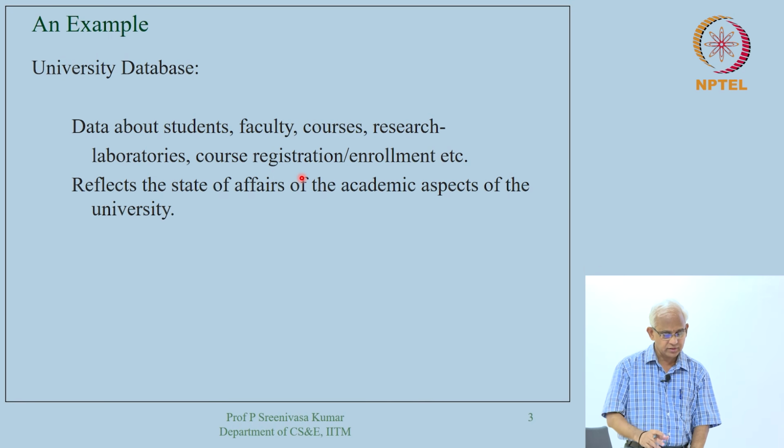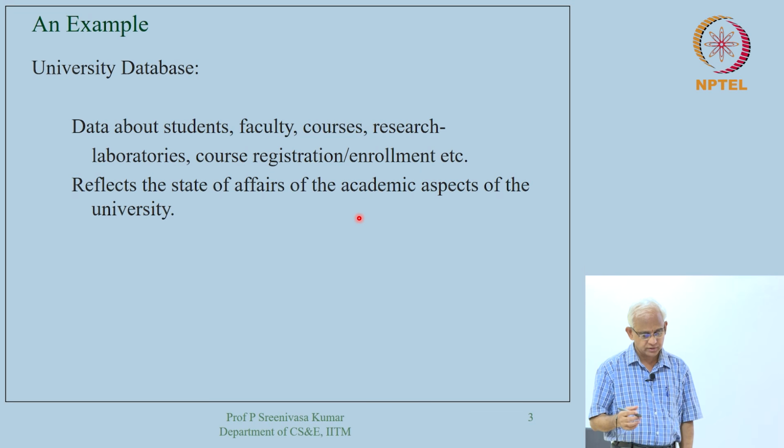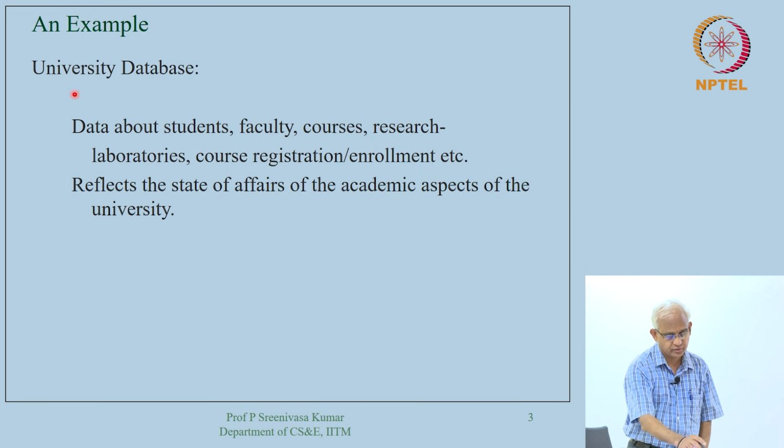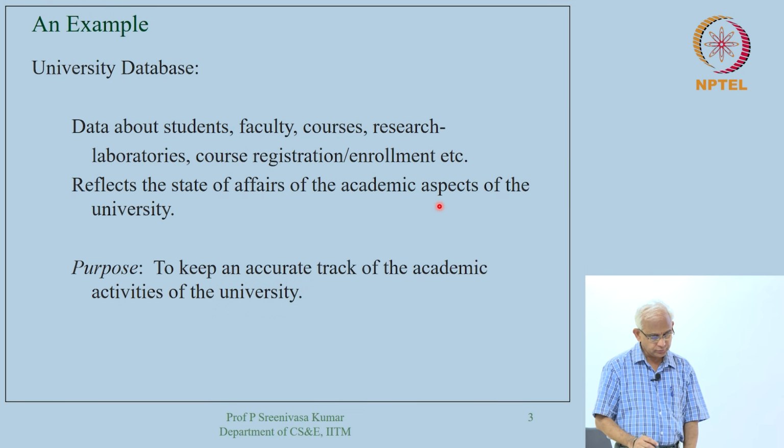So, let us say our database reflects the state of affairs of the academic aspects of the university. That means there are several things that we need to keep track of in a university, but this particular database takes care of only the academic aspects of the students. So, the purpose is, as I was just now mentioning, to keep an accurate track of the academic activities of the university. So, this is an example situation where we will require to build a database and then operate the database and then keep track of the various activities related to the academics of the university.